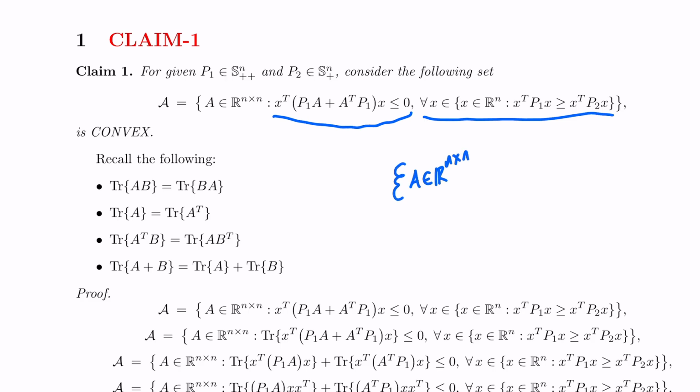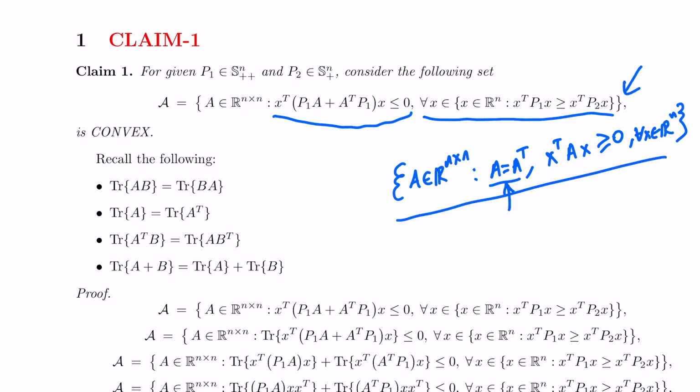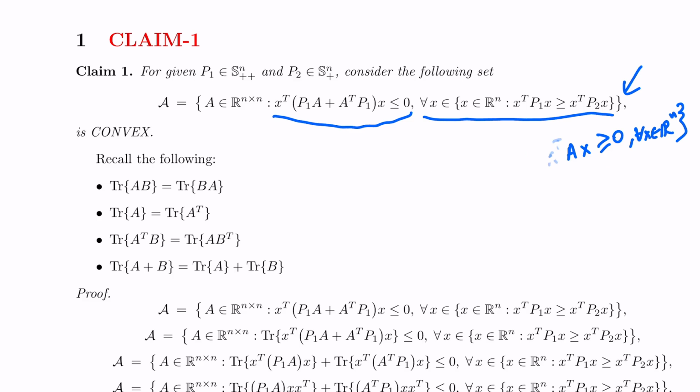N by n, right? A set of n by n matrices such that A is symmetric, which guarantees the symmetricity of the matrix, and then X transpose A X is positive for all X in R^n. If you notice, there's a connection: that type of set definition is not something we have no idea about, right? We can look into something that we know and correlate.